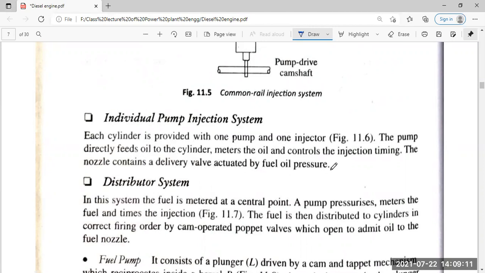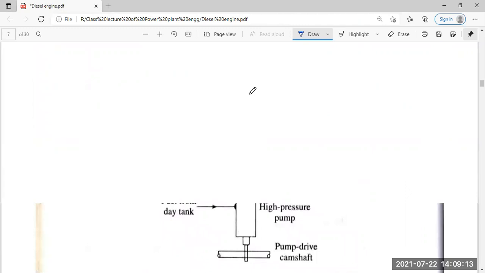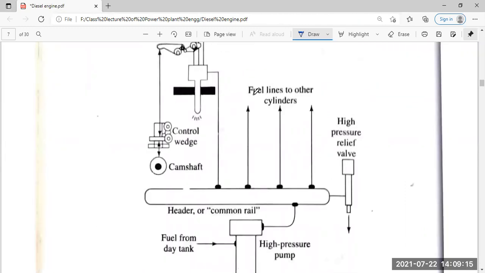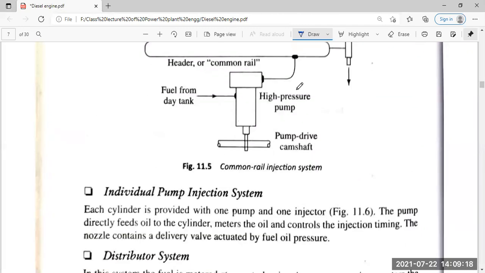So here, we don't have any chamber like a header or common rail. In the earlier example, we spray the fuel first into the common rail, which itself sprays it into the different cylinders through different injection lines. But here, without using a header or common rail, we have an individual pump for each cylinder.